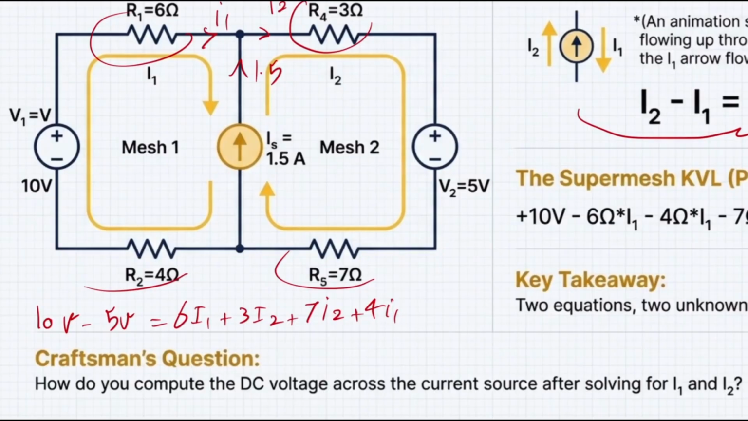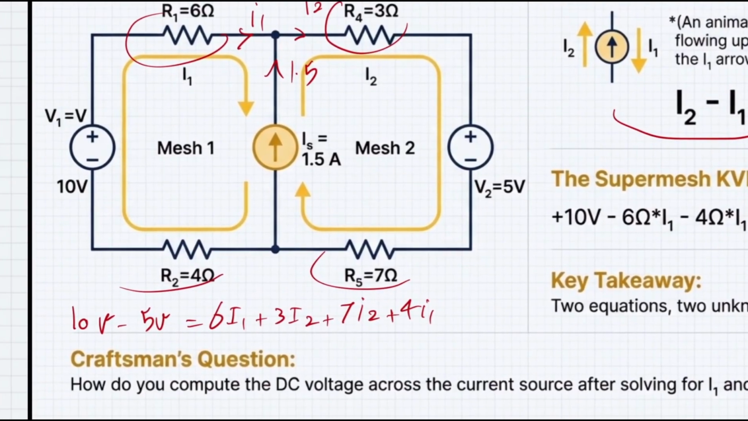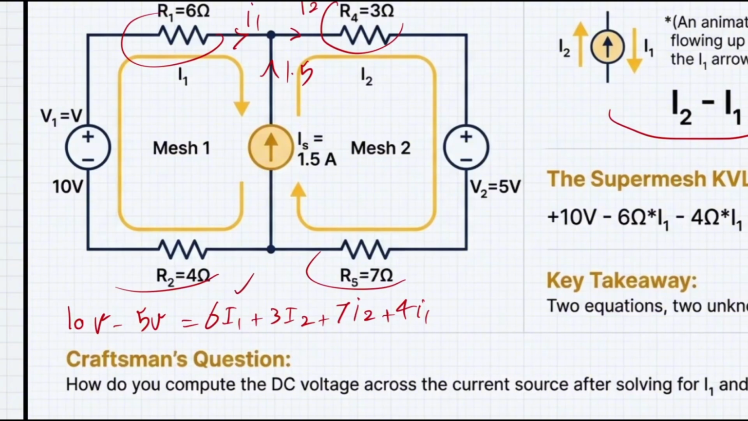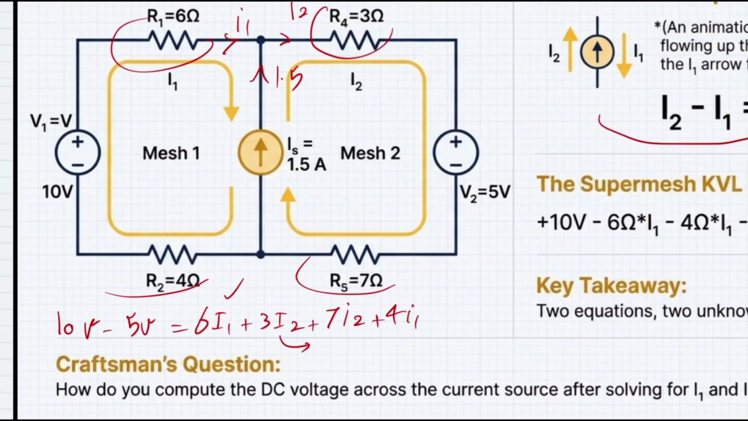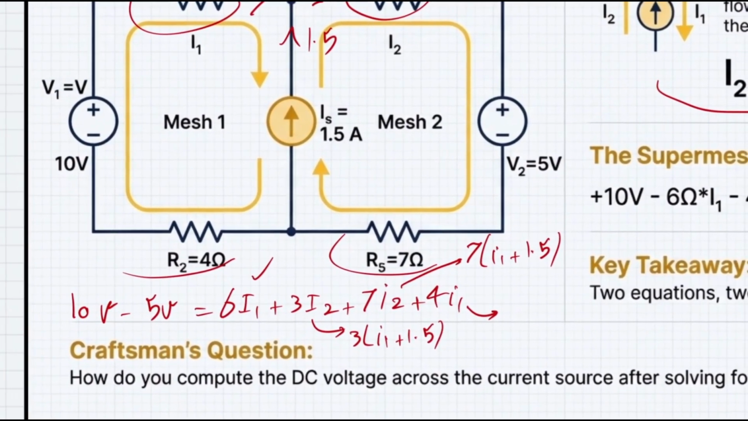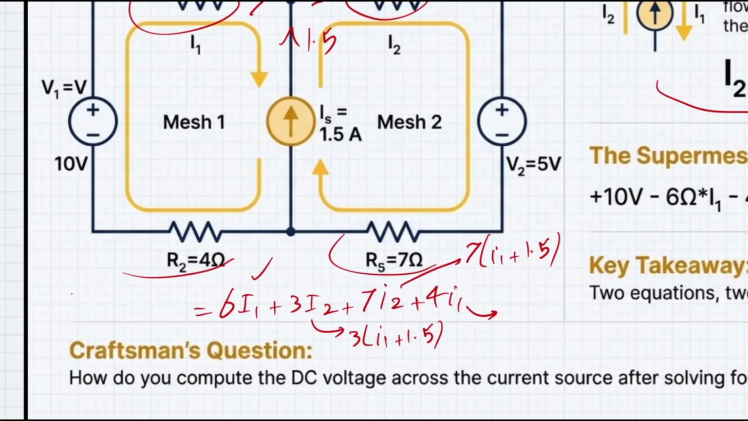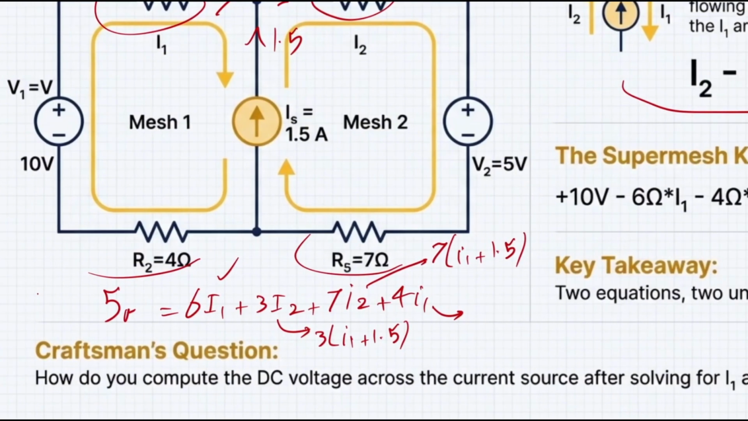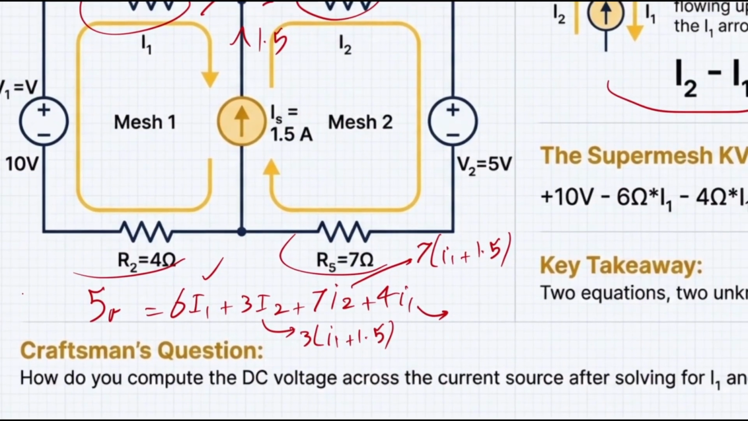So at this point, instead of writing I1 and I2, I can just keep the I1, and instead of I2, I would write it as I1 plus 1.5. So 3 times I1 plus 1.5, and 7 times I1 plus 1.5, and I can just keep the 4I1. If I rearrange all of those equations together, we can find I1 and I2. So let's do it. On the left side, I have 10 volts subtracted by 5 volts, so simply this is going to be 5 volts itself. On the right side, I have all of the numbers that I need. I have the 3 times I1 plus 1.5.